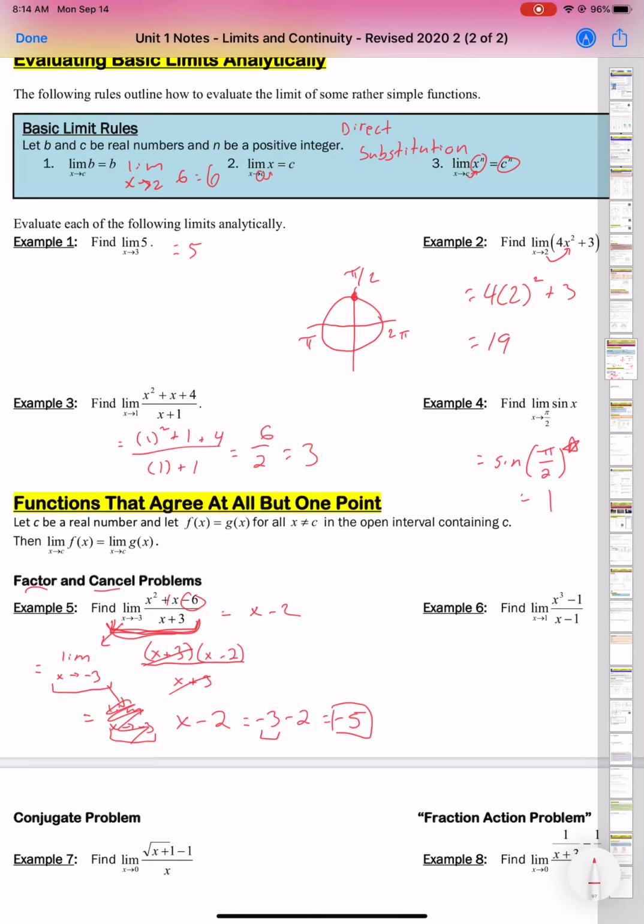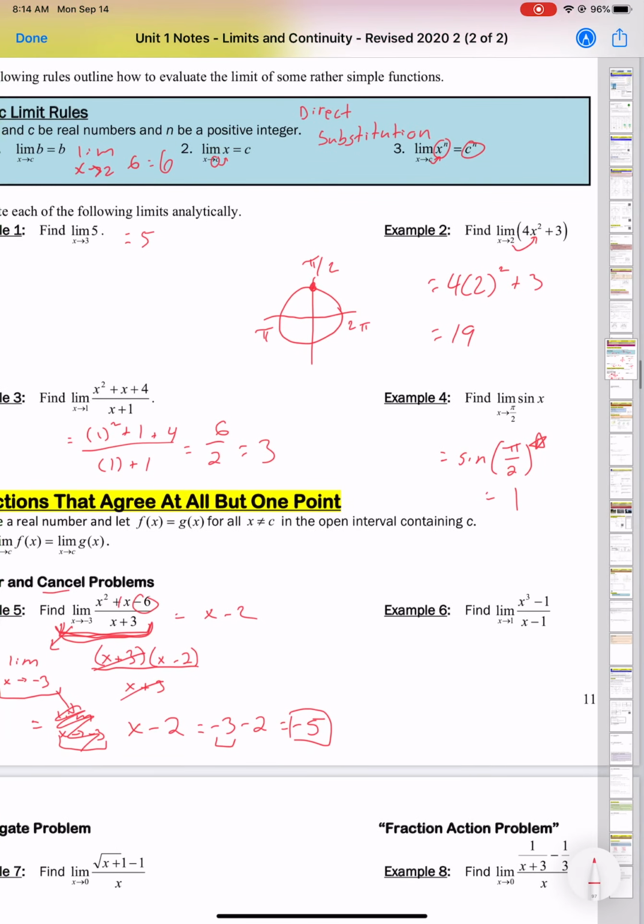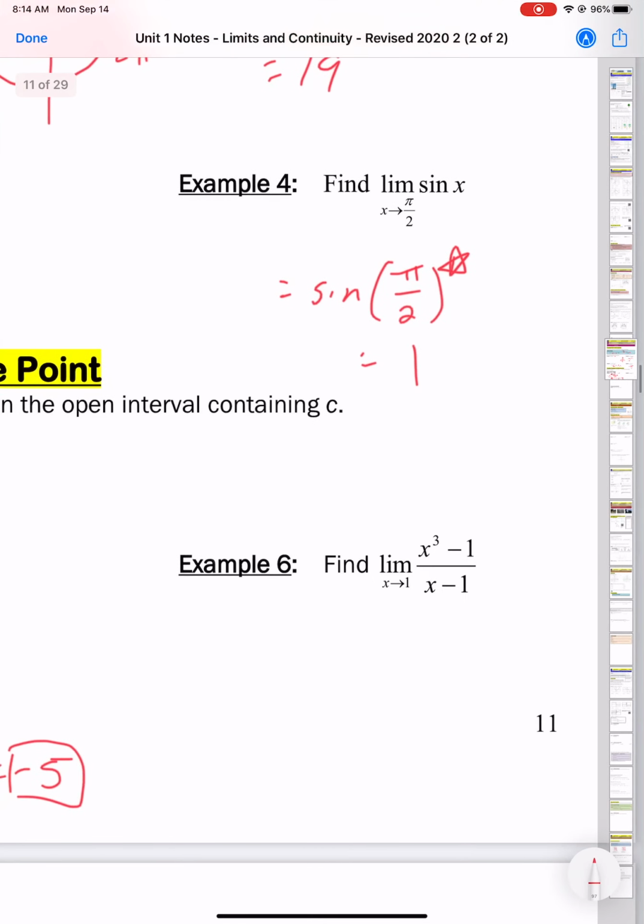Let's look at just one more for today. Example 6, find the limit as x approaches 1 of x cubed minus 1 over x minus 1. So again, if we try a direct substitution here, we're going to end up with 0 over 0, because it would be 1 minus 1 over 1 minus 1. So that's our indication. We need to do something.